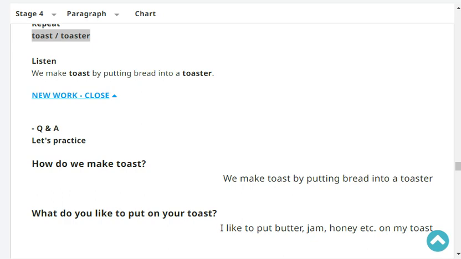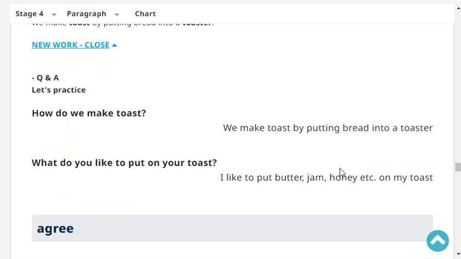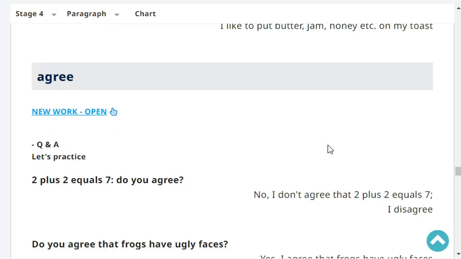What do you like to put on your toast? I like to put butter, jam, honey, etc. on my toast. Very good.